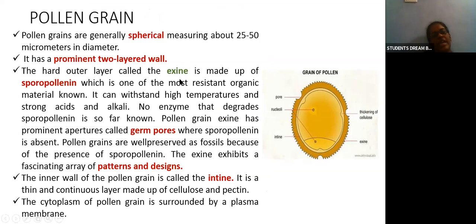Whatever is outside, external, we say X. So exine. This exine is made up of sporopollenin. Clear? We saw about sporopollenin in the tapetum. So this outer layer called exine is made up of sporopollenin. So what is sporopollenin? It is the most resistant organic matter ever known. So it is very resistant. Clear?